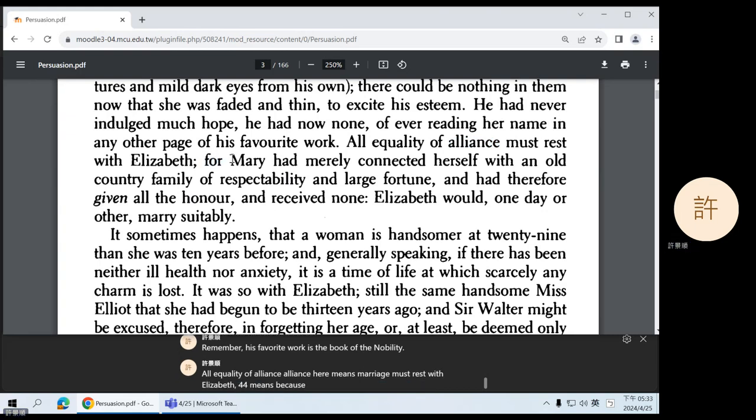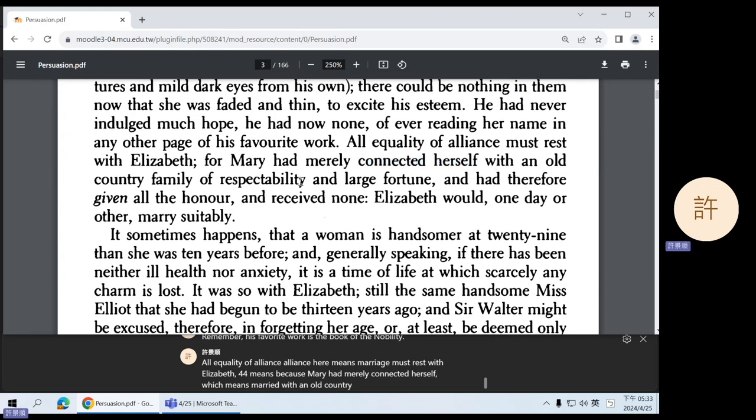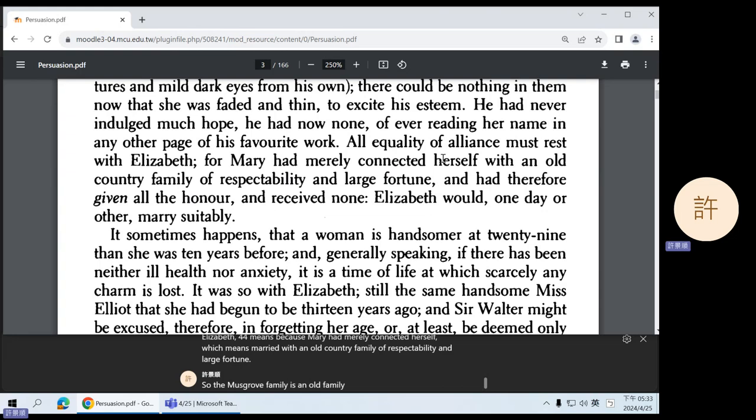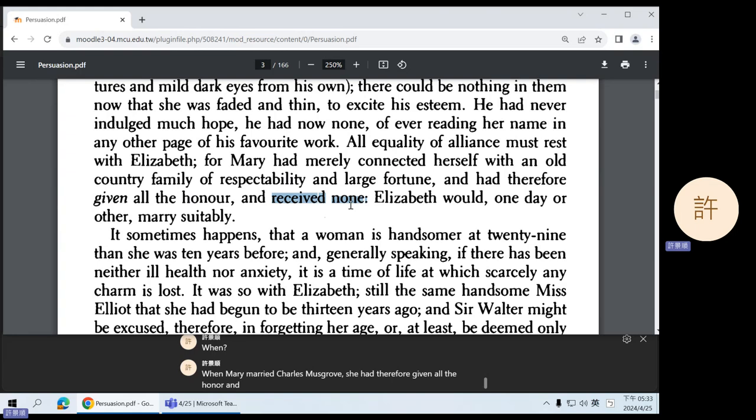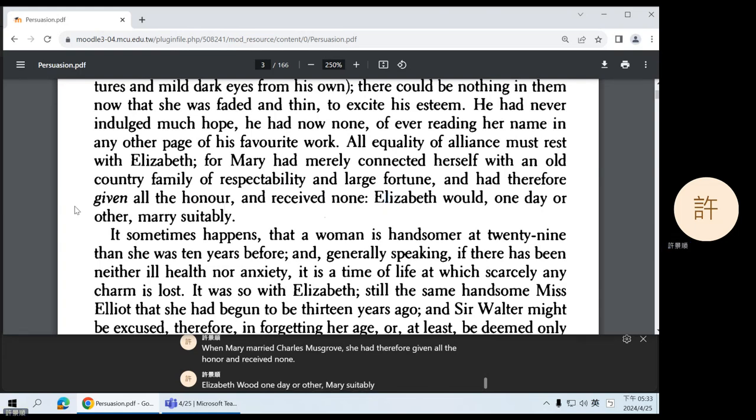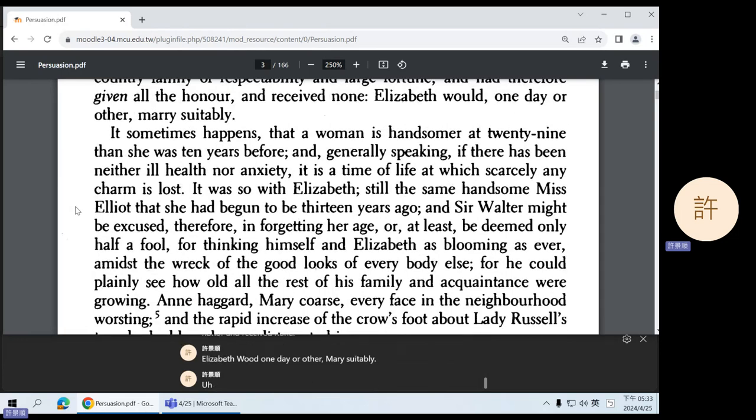For means because. Mary had merely connected herself, which means married, with an old country family of respectability and large fortune. So the Musgrove family is an old family and very rich. That's it. They are not nobles. And so to Sir Walter, when Mary married Charles Musgrove, she had therefore given all the honor and received none. Elizabeth would, one day or other, marry suitably. This is Sir Walter's hope. But really, Elizabeth at 29, probably not going to get married anytime soon. She's already kind of too old for marriage.